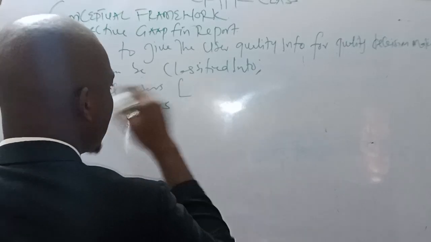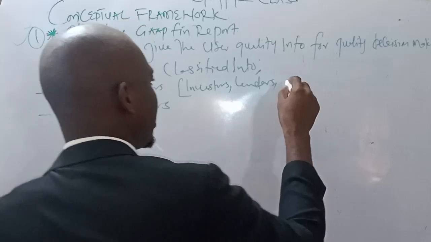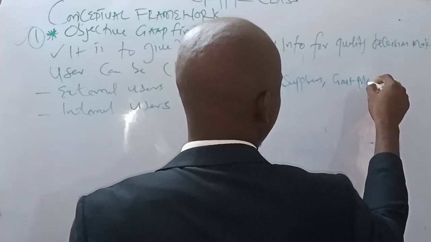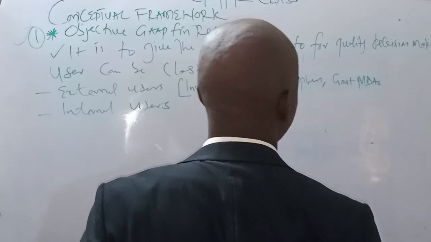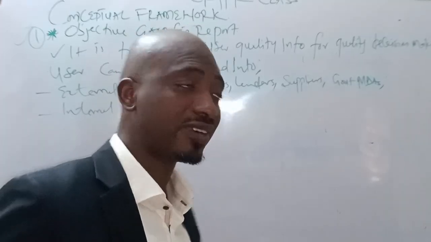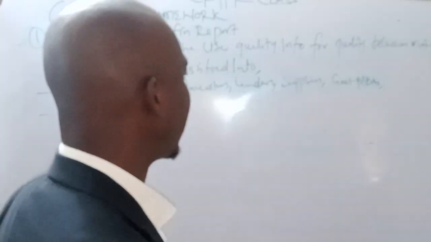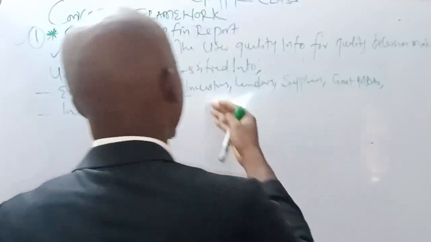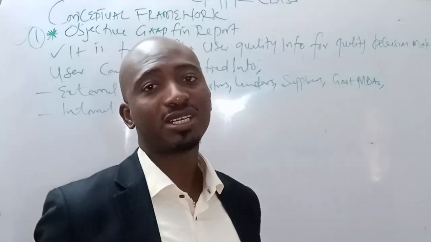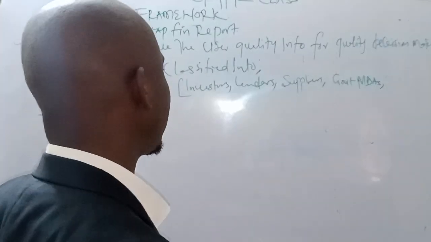The external users include the investors, the lenders, the suppliers, government MDAs, that is ministries, departments, and agencies, and a lot of them like that. The banks and all those are classified as external users. All of these users also have what we call their user needs. Why do they need the financial report? For instance, the investors need to know the viability of the business. That is where they go and check the financial performance or the financial position of the business. So they need the information in those financial reports to make a good decision.